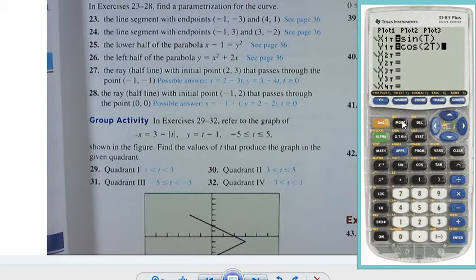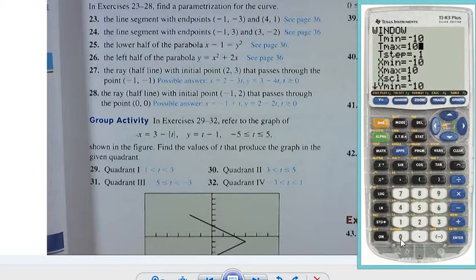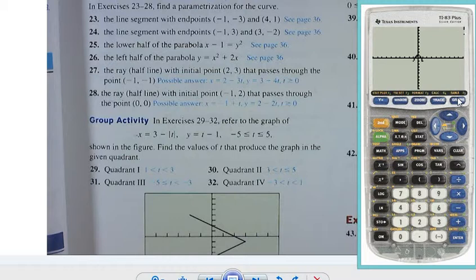Alright, and then I'm going to come in and click on window, and I'm going to put my minimum for t at negative 10 and my max at positive 10, because I can't plug in negative infinity or positive infinity, so I just pick some numbers. And then I'll hit graph. And oh man, that draws a goofy little line, doesn't it? So maybe we'll put in some bigger numbers than that.